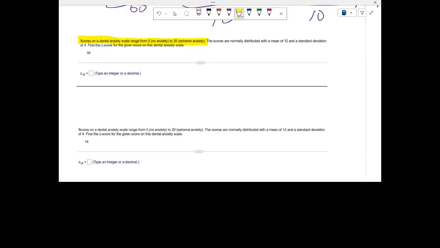So look, scores of dental anxiety range from 0, meaning it didn't bother me at all, to 20, like I'm really nervous, my heart's beating 100 miles an hour, okay? Scores are normally distributed with an average of 12 and a standard deviation of 4. Find the z-score of this on the dental anxiety scale. So somebody has a level of 19.